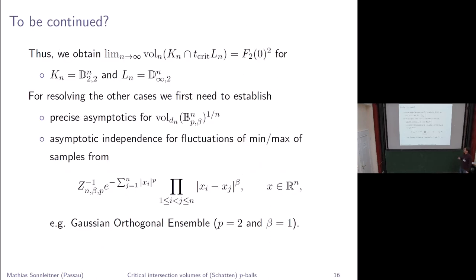So to sum up, we know only this special case, the critical value in this special case, and to resolve the other cases, we would need, first of all, more precise asymptotics for the volume radii, and also to know the asymptotic independence of fluctuations of the smallest and largest eigenvalue of these ensembles. And even the case of p equals 2 and beta equals 1, so the Gaussian orthogonal ensemble where you have real valued matrices, this is also unknown, at least I don't know. So if you know something in this direction, then please tell me.